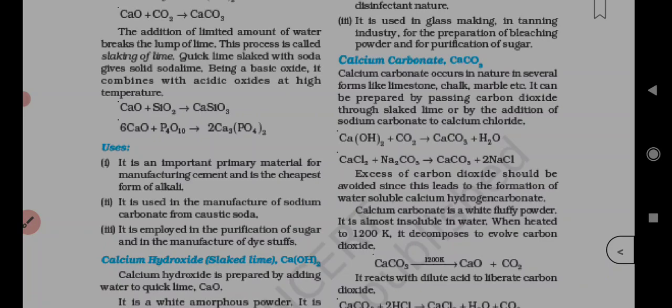In Clark's method, we take hard water and remove its temporary hardness by treating it with slaked lime, calcium hydroxide. The water contains calcium and magnesium bicarbonates. We treat it with lime and it forms calcium carbonate, and calcium carbonate will precipitate because it is insoluble in water, right?